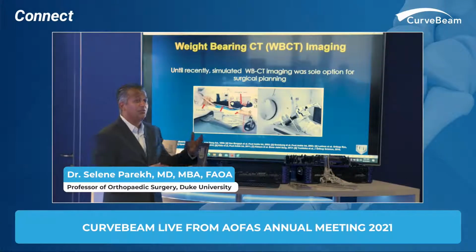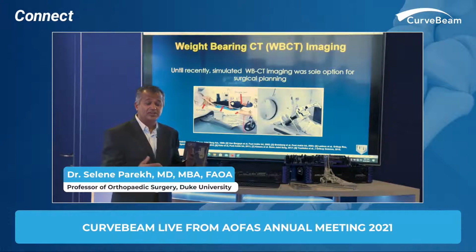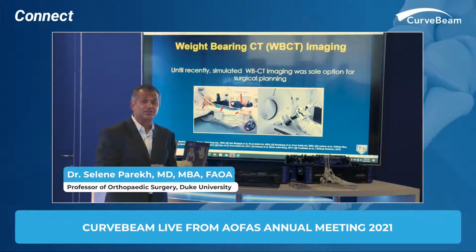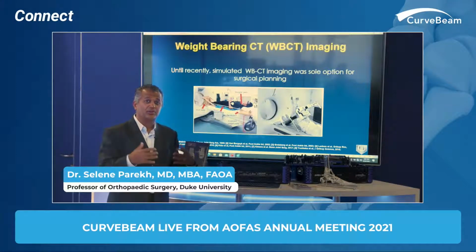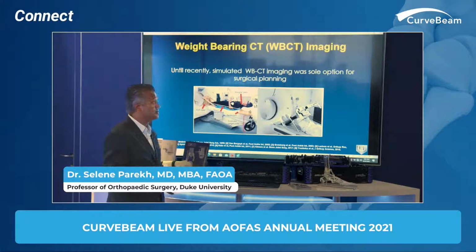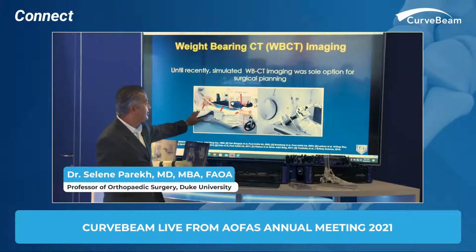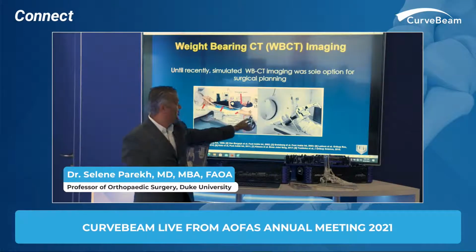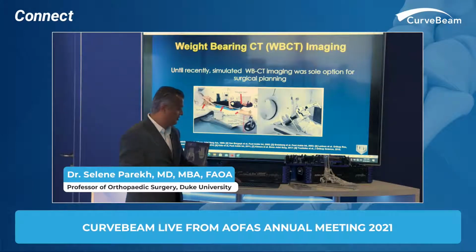Now, when you look at weight-bearing CT imaging, up until recently, this was not possible. We'd actually used simulated weight-bearing CT scans to try to get the idea of what weight-bearing would occur through the foot and ankle for patients. And so the simulation would either happen with foot plates on the bed for the patients, whether they were flat or angled, trying to simulate that patient's ability to put weight through their ankle.